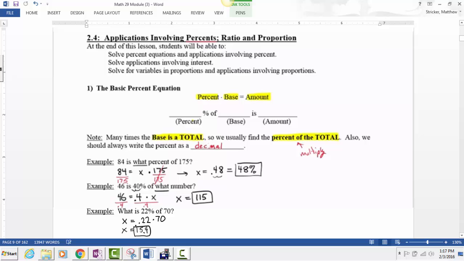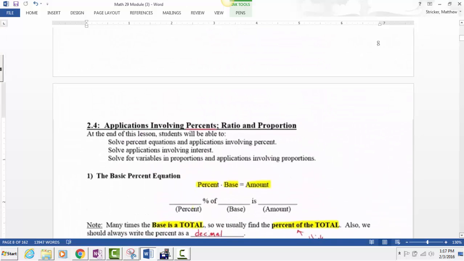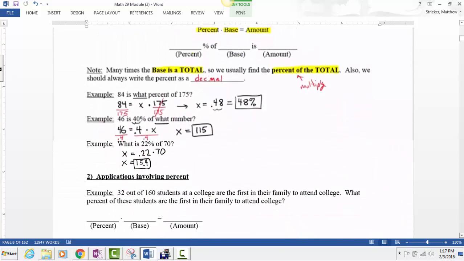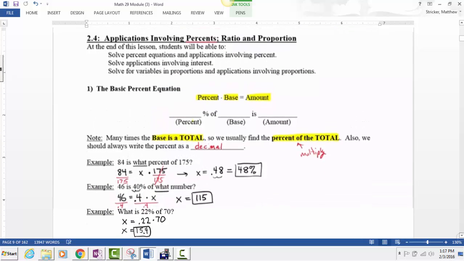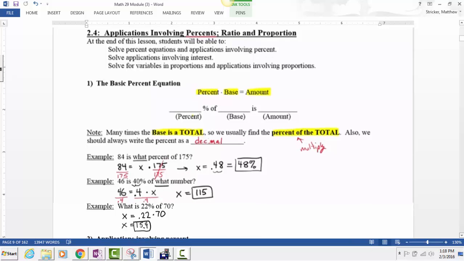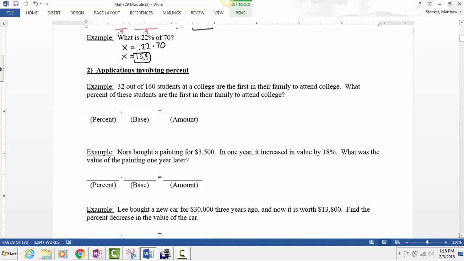Now we're going to go ahead and look at some applications. Let's go ahead and look at some applications now. So it says applications involving percent. It says 32 out of 160 students at a college are the first in their family to attend college. What percent of these students are the first in their family to attend college?